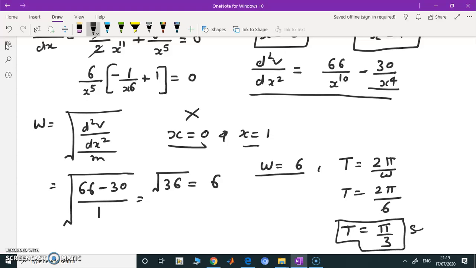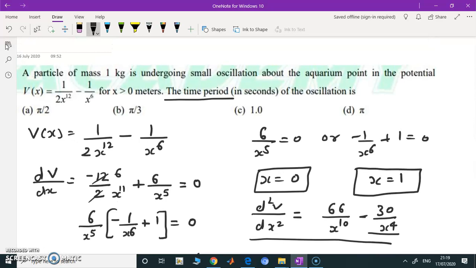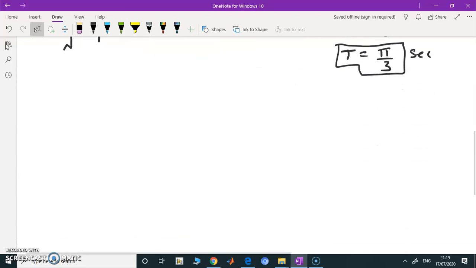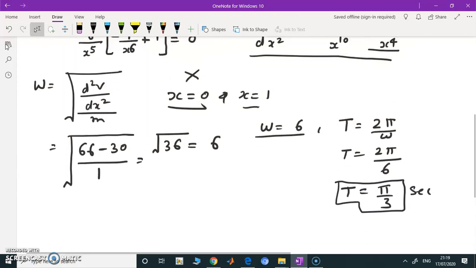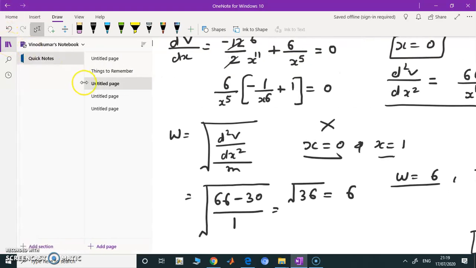If you want, you can put unit second. So let's see which is the correct option. Option number B is the correct one. Okay, it's a very simple question. So let's take one more question, so it will be more clear.